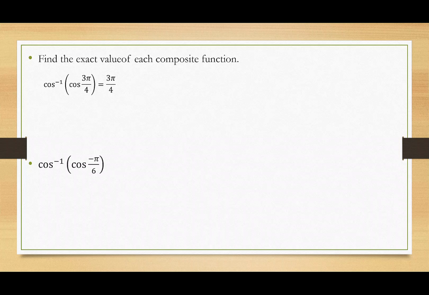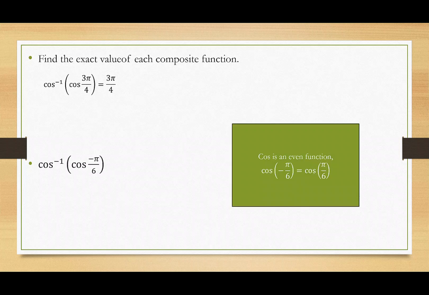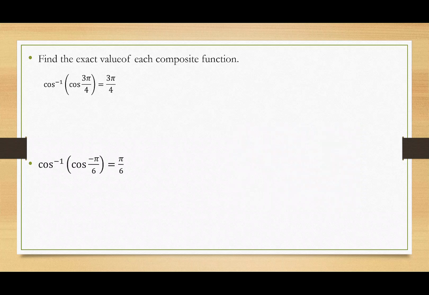Our next one says cosine inverse of cosine of -pi/6. -pi/6 is not between 0 and pi, but cosine is an even function. That means that cosine of -pi/6 is the same as cosine of pi/6. If I take the cosine inverse of cosine of pi/6, I'll get pi/6.